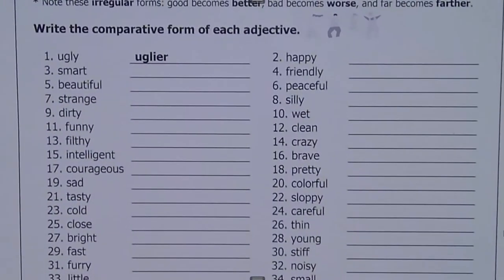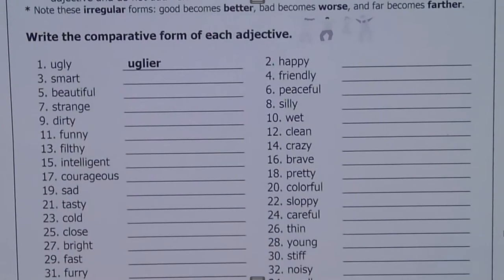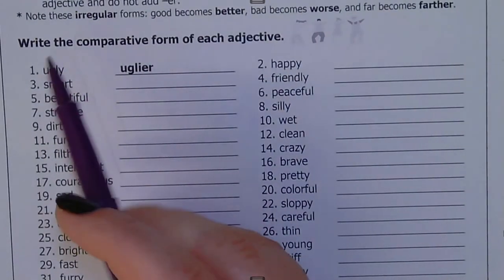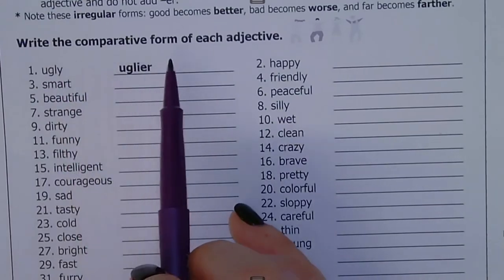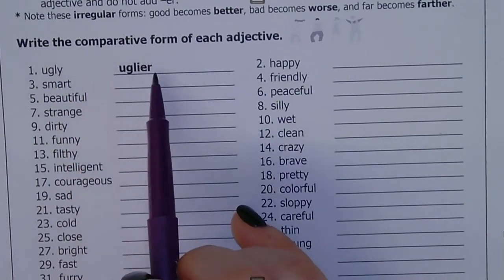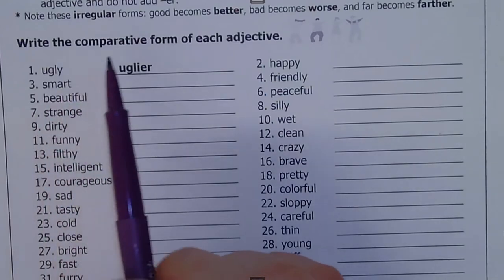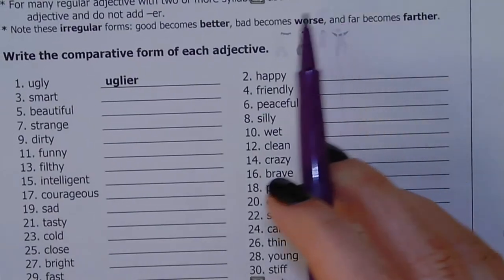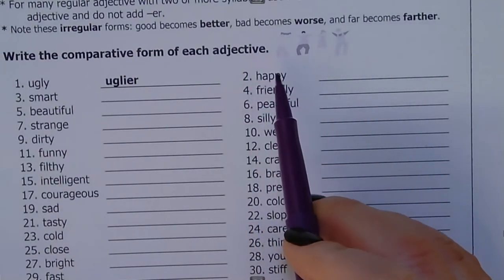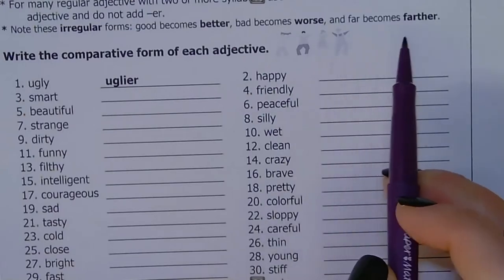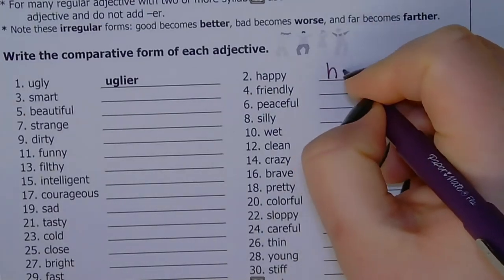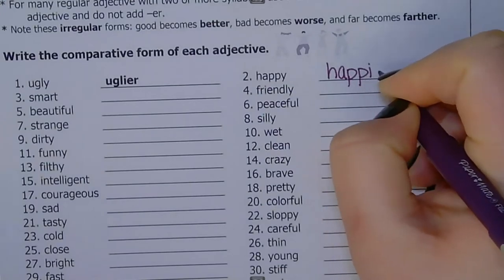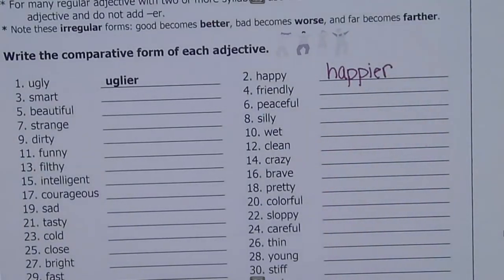Okay? So what we're going to do is look at this list of adjectives and change these into the comparative form when they're comparing two things. The first one is done for you. Ugly ends in a Y, so they change the Y to I and add ER. Uglier. Look at happy. That also ends in a Y. If you're comparing two people, she is happier than him. So you change your Y to an I and add ER. Happier.